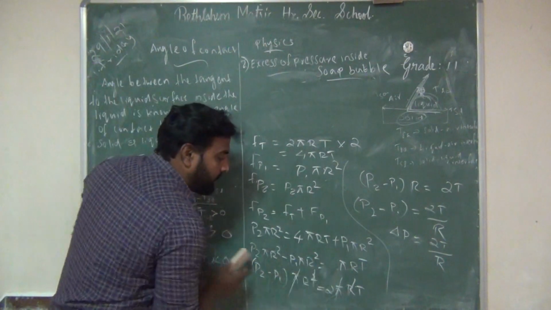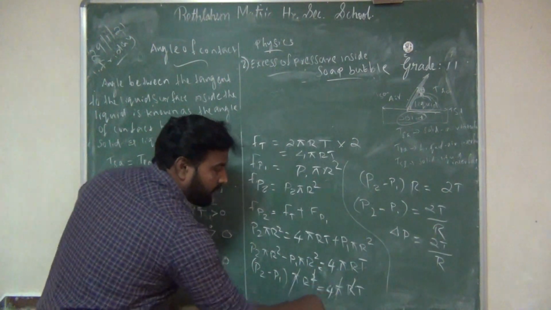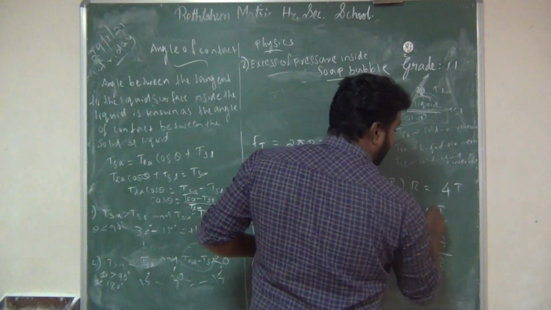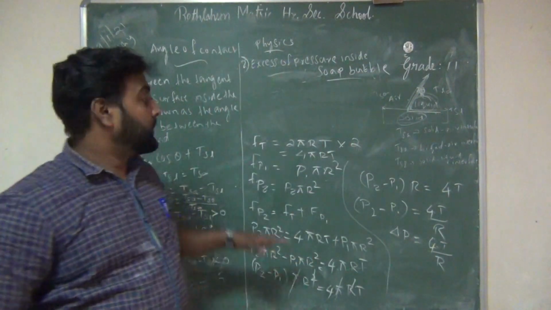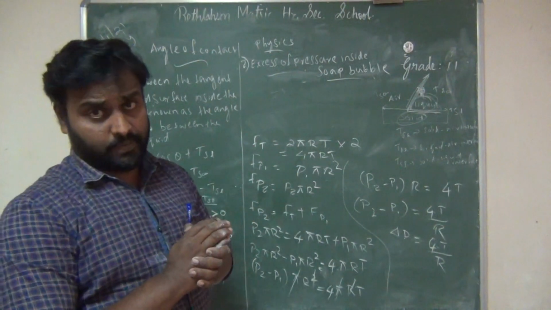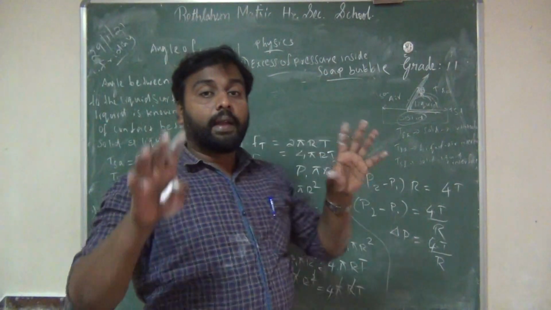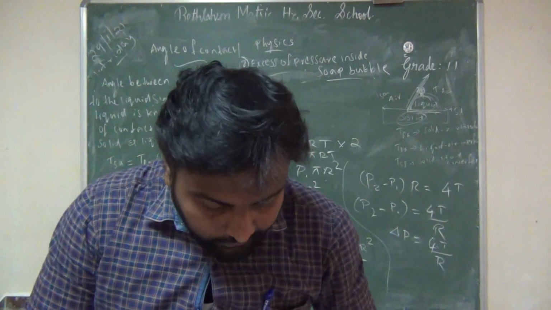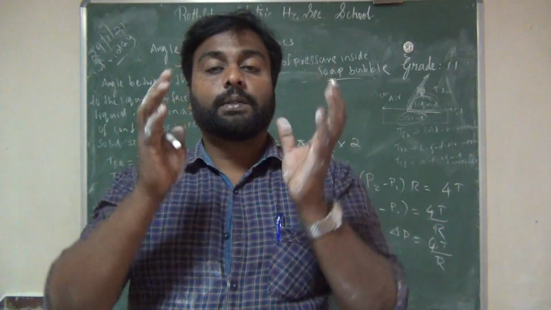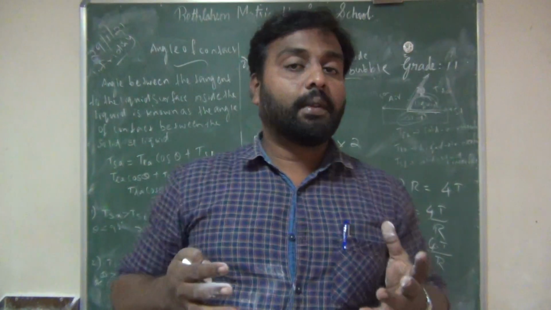4 pi RT. So here what will come? Here also 4, here 4. So for soap bubble we will get delta P is equal to 4T by R. So listen here, the same thing. Soap bubble means you can see the diagram in page number 78. In a soap bubble there will be two surfaces, inside one air-liquid interface and outside also the same thing will be there.